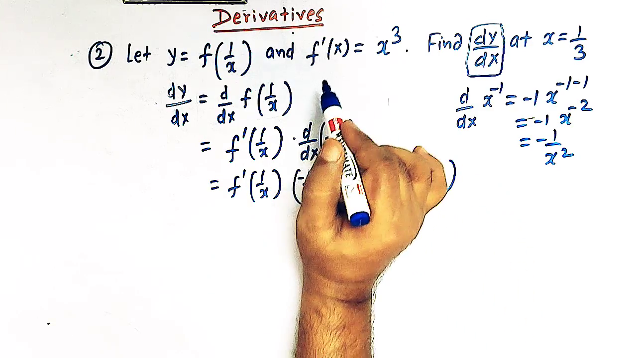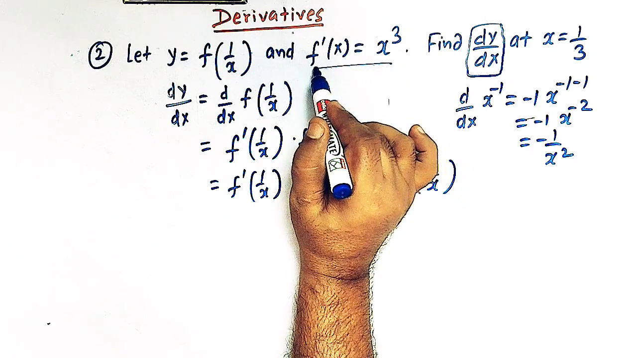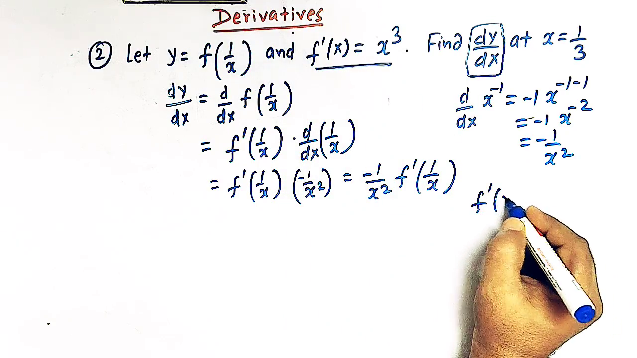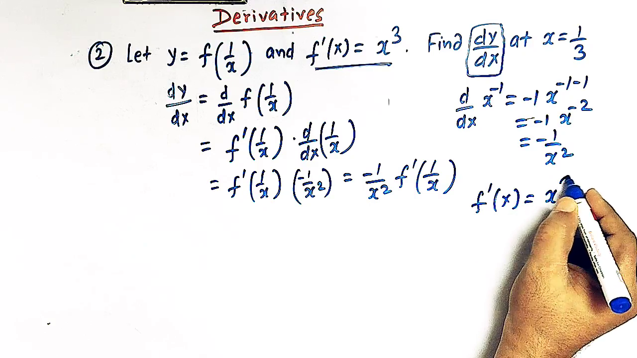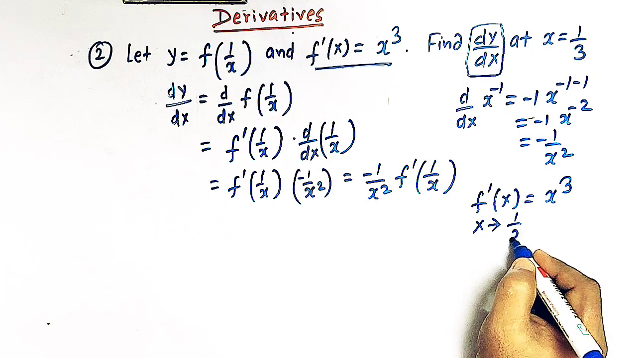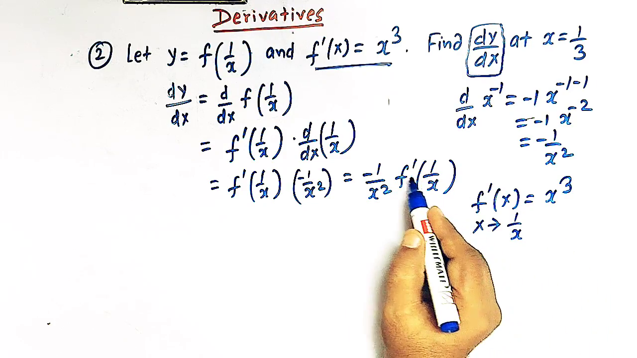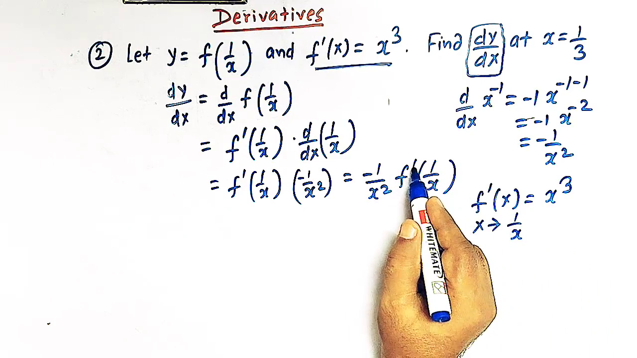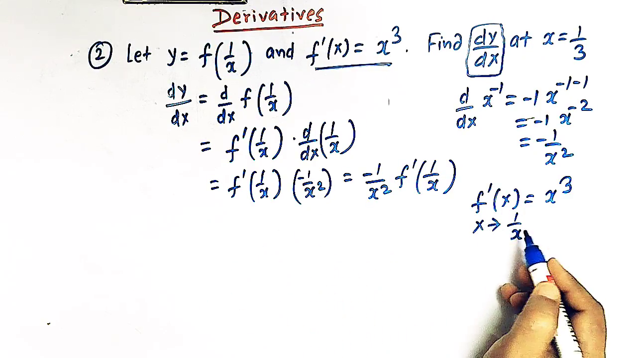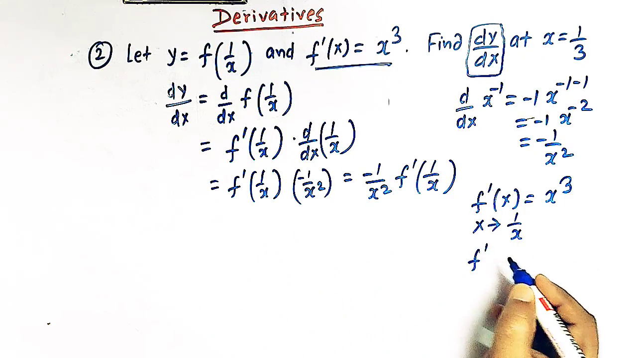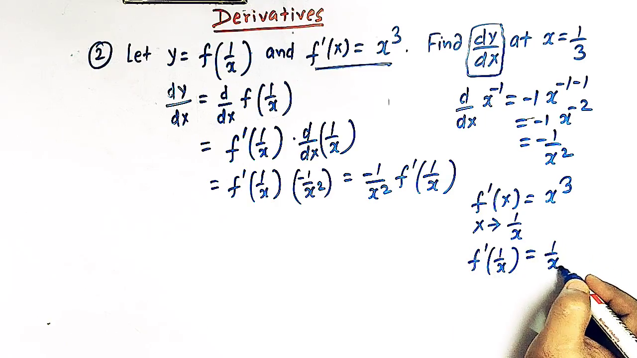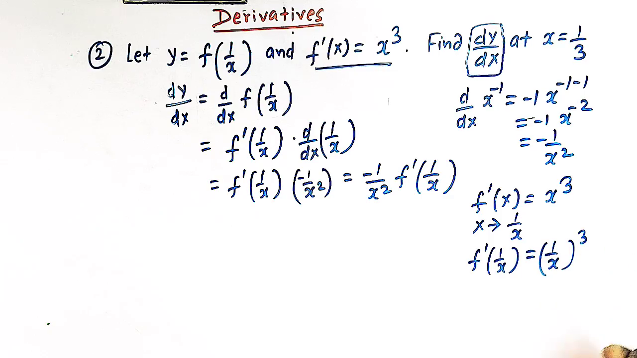So now we'll make use of this result, right? So here we are given that f prime of x is equal to x cube. So let us replace this x by 1 over x, because here we need to find out f prime of 1 over x. So now replacing x by 1 over x, we have f prime of 1 over x is equal to 1 over x, whole cube.